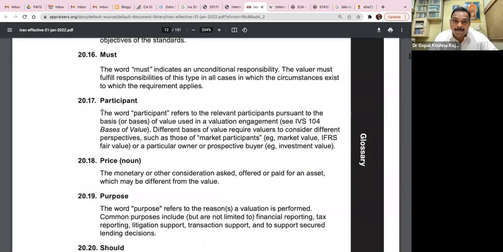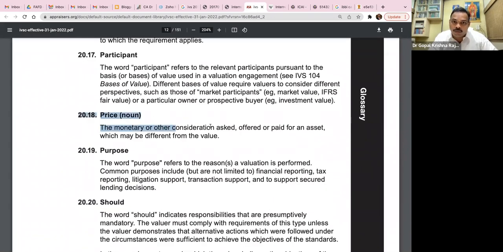Then price. This is one thing I want to bring your attention to, guys. Price is actually 20.18. This is a new definition. Compared to 2020, we didn't have a definition before. Now, there is a difference between price and value. Price is what you pay, value is what you get. So, the monetary or other consideration asked, offered or paid, which may be different from the value. See, very clearly, this is one new definition you need to appreciate.